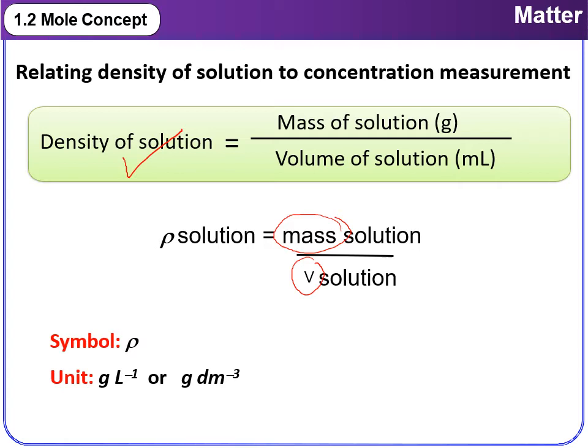Do keep in mind that sometimes the question can give us the density of solute or density of solvent. So no matter if it is density of solute or density of solvent, just make sure the numerator is still mass. But if density of solute is given, it means that this will be mass of solute, and then here will be volume of solute.